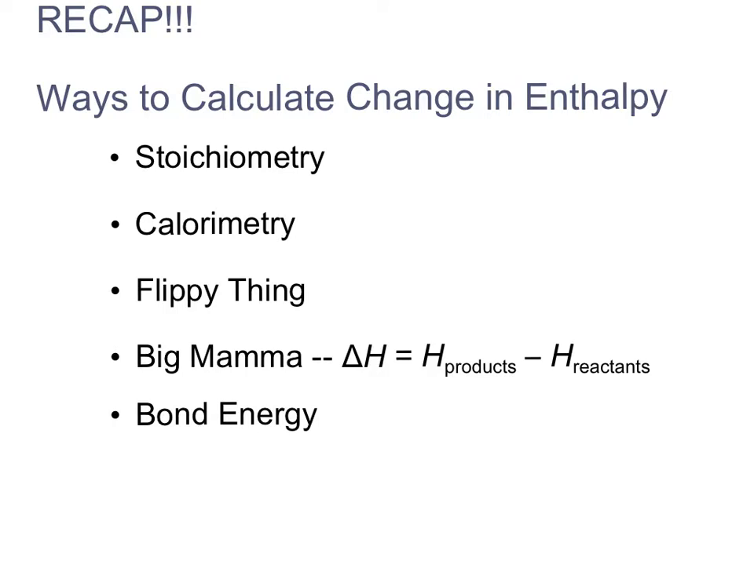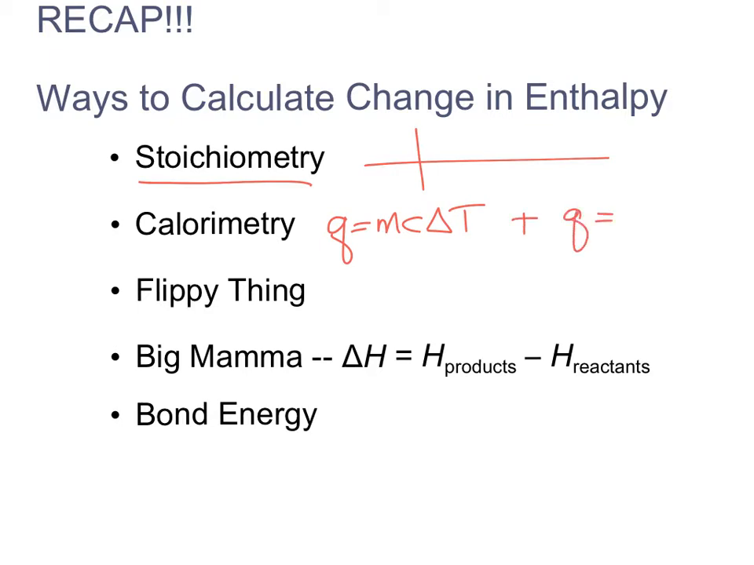Okay, so we've been through all the ways to find enthalpy. We're going to wrap this lecture up with a little recap. So remember, when we are given the delta H of a reaction and we're asked, how much heat is associated with X number of grams or X number of moles, we're going to do dimensional analysis using stoichiometry. Super simple. Calorimetry, we're going to find delta H by using Q equals MCΔT. And if heat is lost to the environment, remember, we're going to add to that the Q equals CΔT.